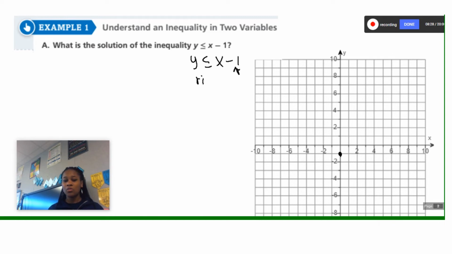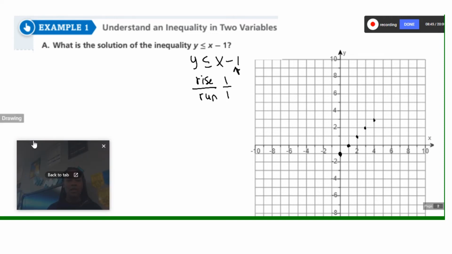So remember, slope is rise over run. The coefficient in front of the x is 1, and if I change 1 into a fraction, it'll be 1 over 1. So I'm going to rise 1 and run 1, and make sure the top of my line is in a positive direction, showing that my slope is positive. And then I'm going to graph my line.